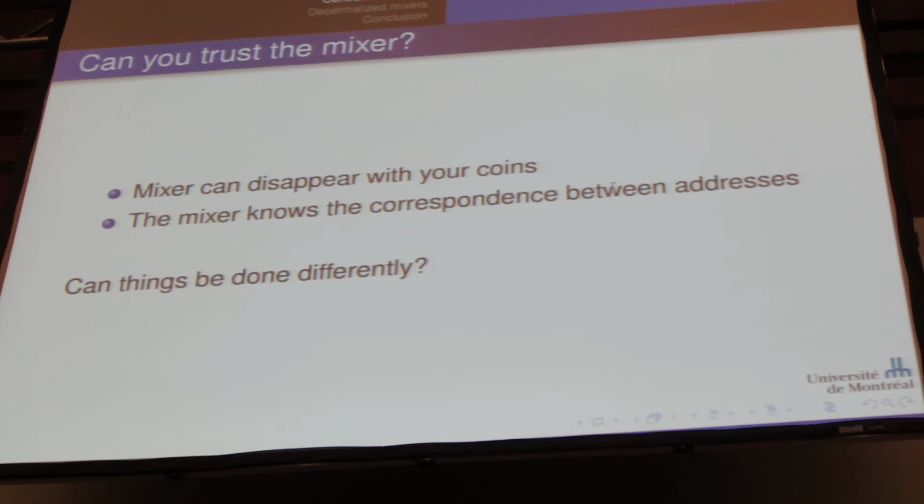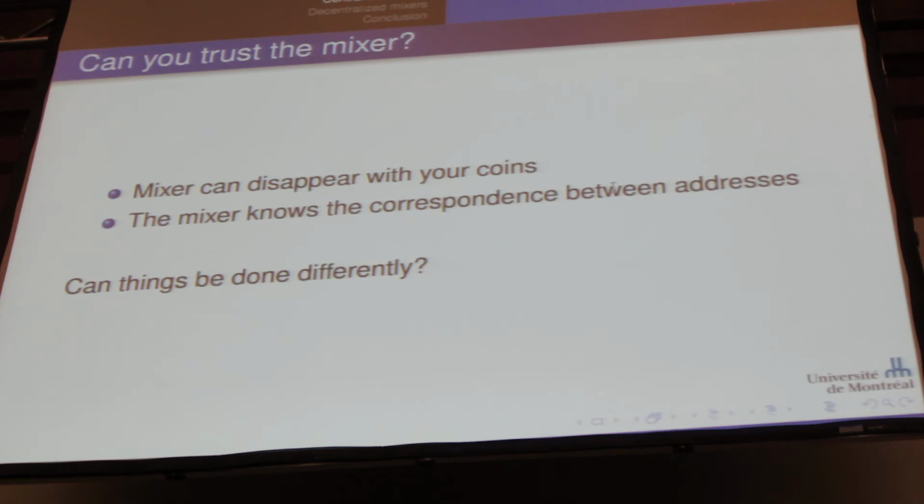And the second downside we have here is that the mixer knows the correspondence between the addresses. So you're gaining no anonymity with respect to the mixer or with respect to anyone that is colluding with the mixer. So say the mixer's okay, he's a good guy, but then either a criminal group or the FBI or whatever comes knocking at the mixer's door and says, we want to know the correspondence of Alice's address. Well, then the mixer might be forced to cooperate.